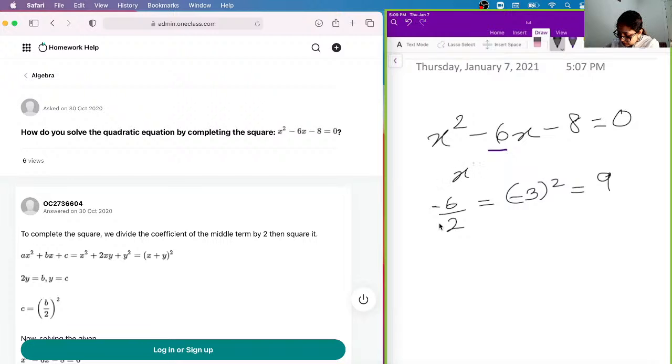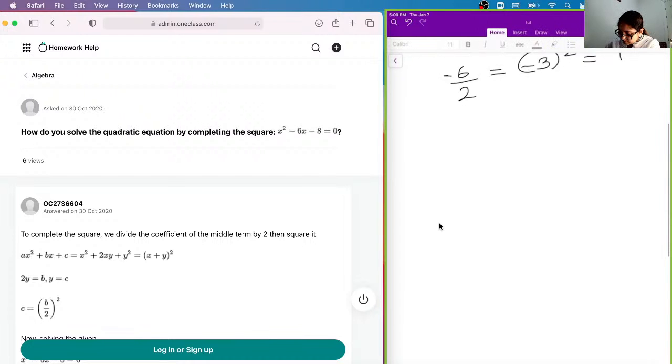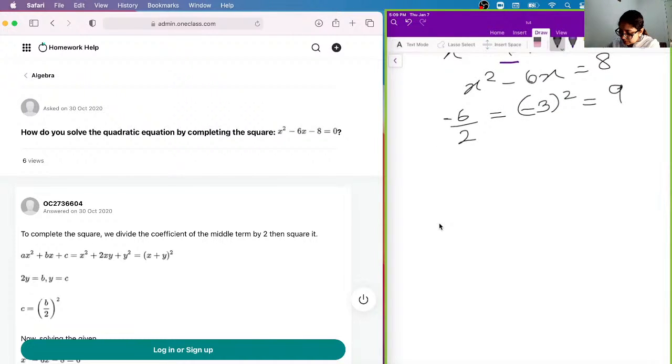You would have x squared minus 6x is equal to 8. Okay, so this is your new equation, and you would take the middle term, divide it by 2 and square it, and you get your new number. And we would include this new number into our equation. So then you have our new equation here: x squared minus 6x plus 9 minus 9 is equal to 8.